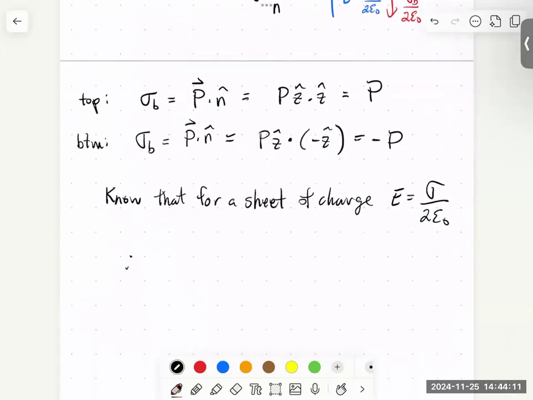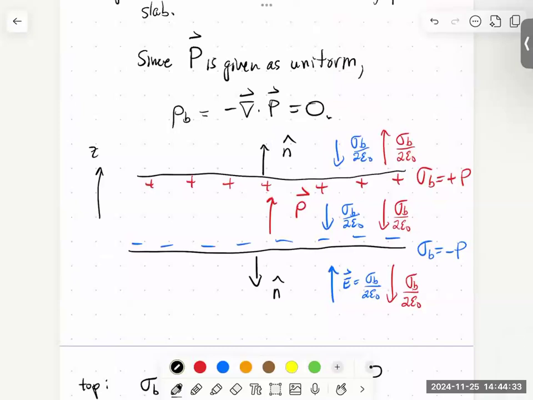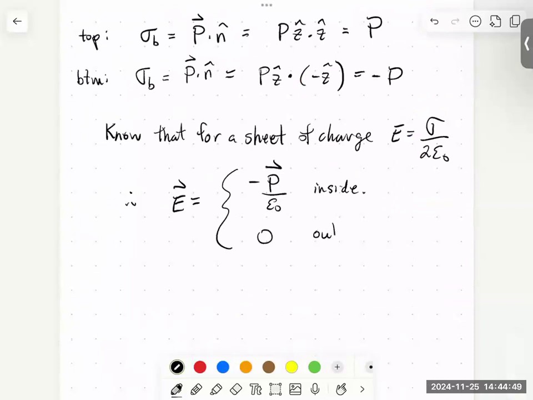So we end up with E equal to minus P over epsilon naught z hat. Let's say, I guess I should just say minus P over epsilon naught inside. Notice that the electric field is in the opposite direction of the polarization in this case. And if you add these up, you get sigma_B over epsilon naught, but sigma_B is just equal to the polarization. And then we get 0 outside.